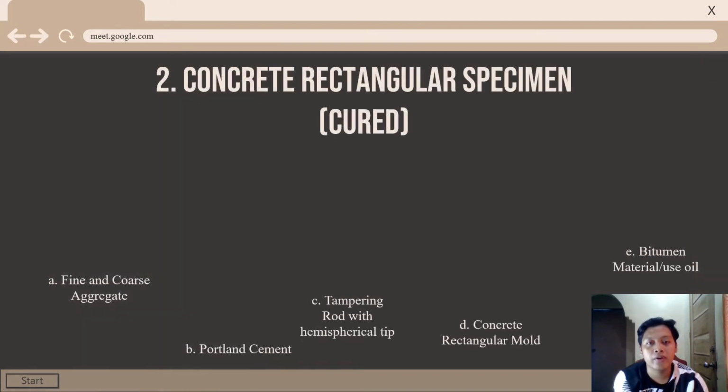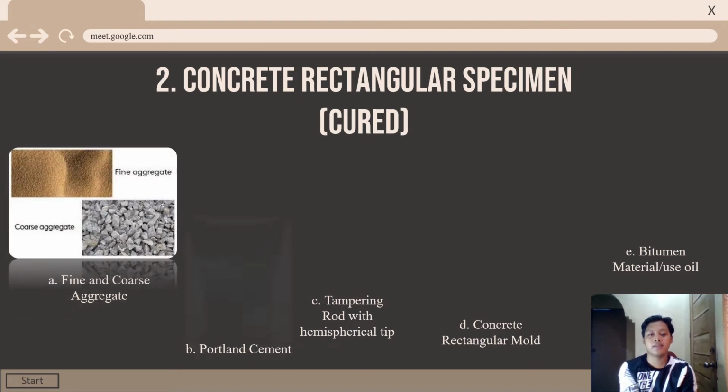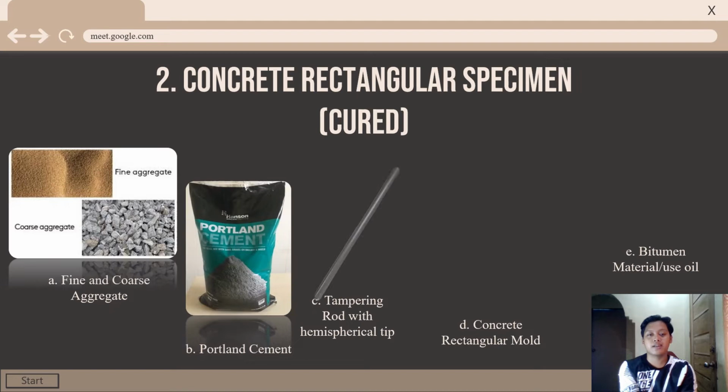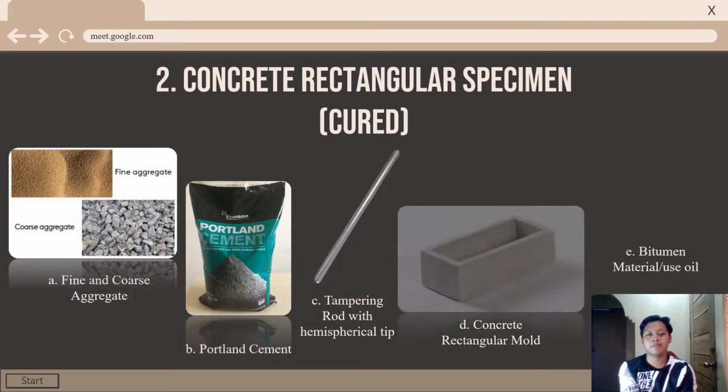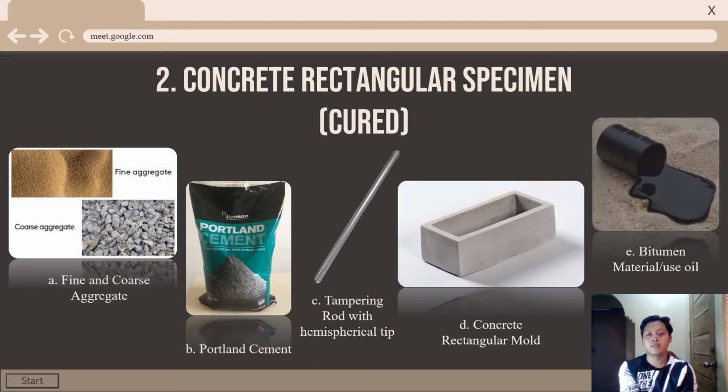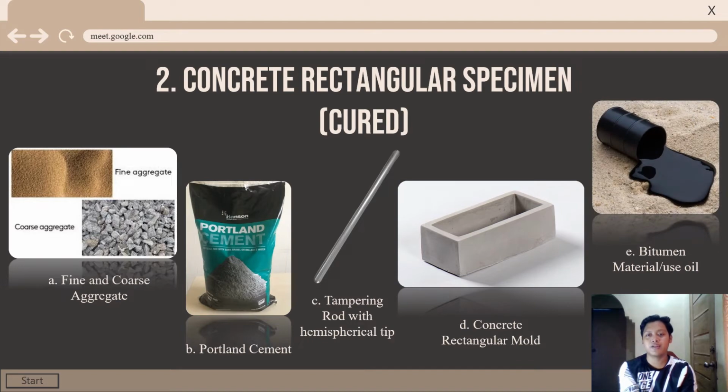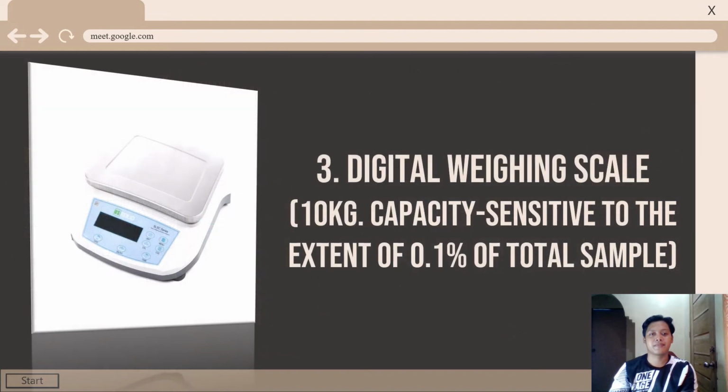To make concrete rectangular specimen, we need fine and coarse aggregate, Portland cement, tamping rod with spherical tip, concrete rectangular mold, and bitumen material or used oil. And number 3, digital weighing scale, 10 kg capacity, sensitive to the extent of 0.1% of total sample.